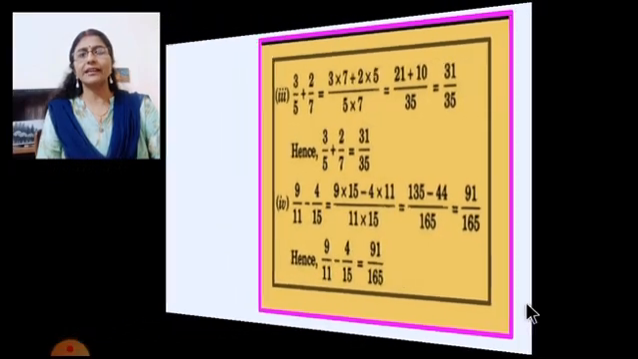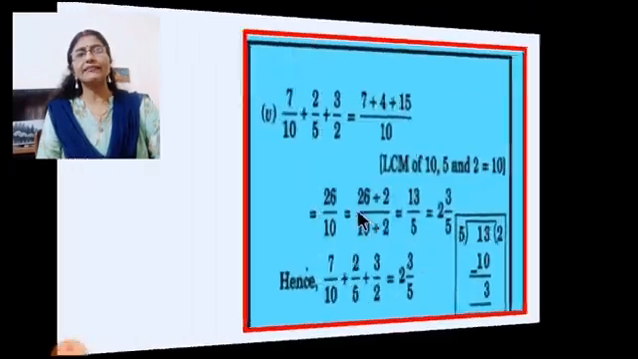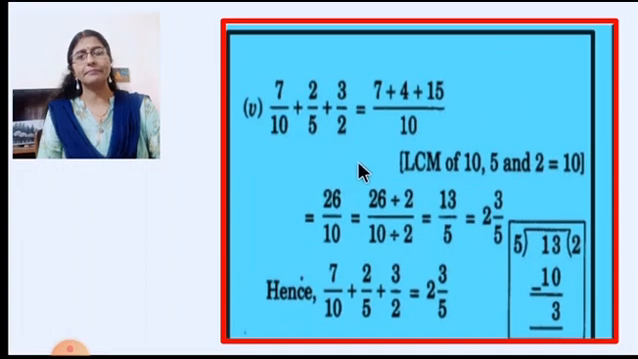Now we'll see the third one, where there are 3 fractions and we have to add them. Whenever you start, you have to first see the denominators: 10, 5 and 2. So we'll take the LCM of these 3 numbers. As you know, 10 is divisible by 5 and also by 2, so the LCM of these 3 will be 10. So 10 is written. Now we are going to solve this. Here the denominator is 10, so we'll write only 7, and then plus.